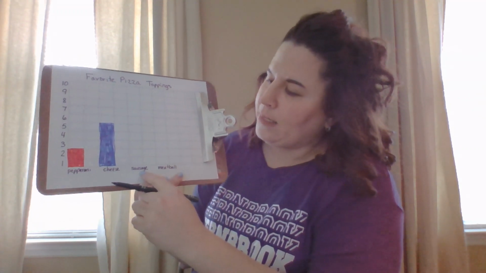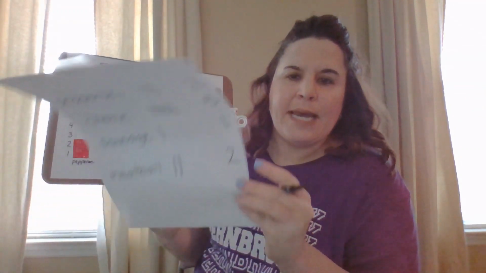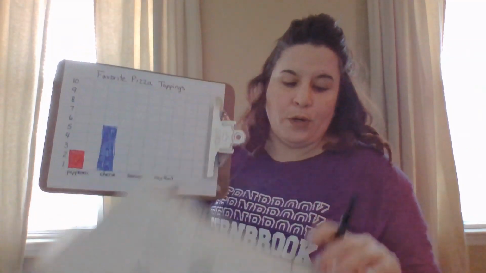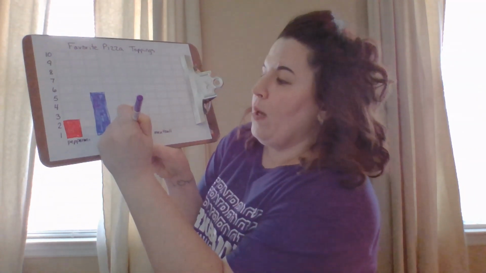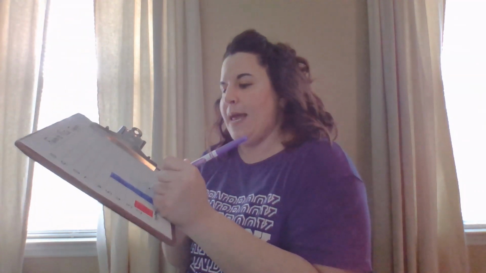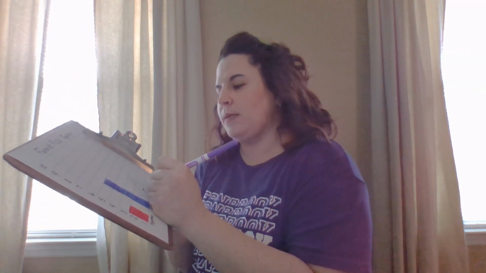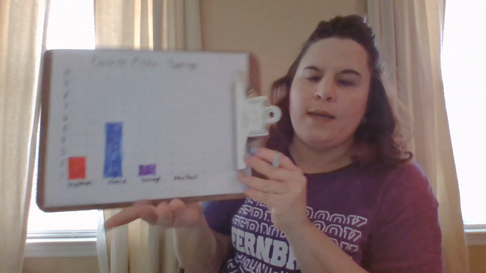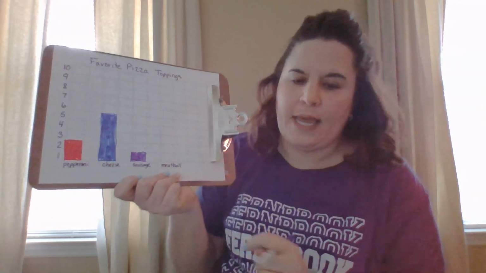So now I see my next label is sausage. I look at my data and I see only one person likes sausage. So I'm going to pick a different color. I'm going to go ahead with purple. This one's quick and easy. Only one box. So I'm going to outline that one box and color it in. So now quickly you can see, oh, just one person liked sausage.